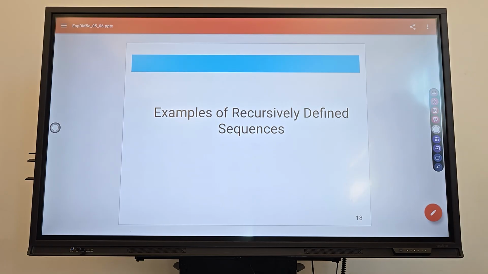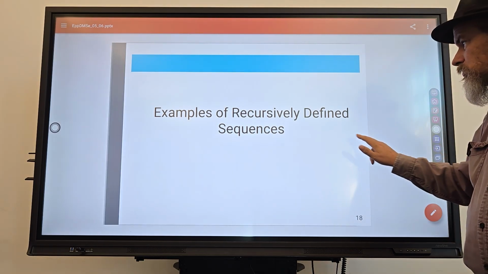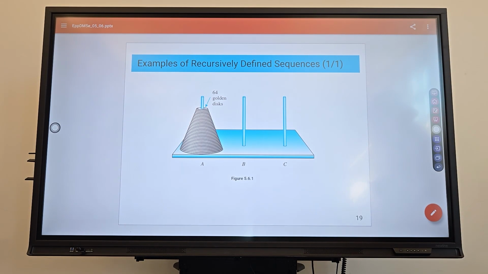Examples of recursively defined sequences. The Towers of Hanoi. Calculating the moves necessary to do the Towers of Hanoi is typically, I want to say, a first or second semester programming project. Anybody do that in CS1 or 2? Towers of Hanoi? No? Okay. It might be in algorithms that it's done, I'm not sure.